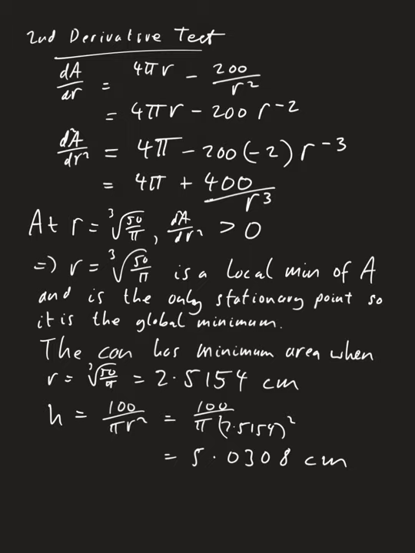So that's your answer. Next we do a similar question, question 7. This one asks us to find the minimum area of cardboard needed to construct a box of volume 108 centimeters cubed with a square base and an open top. So let's draw this box. It's got an open top.